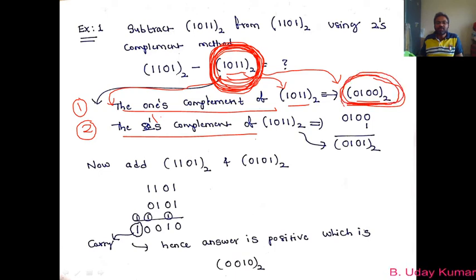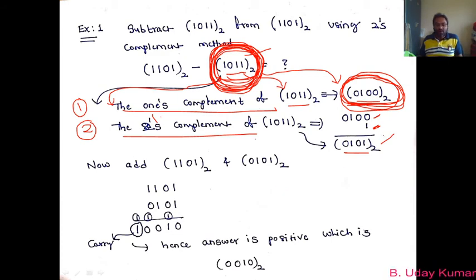This is the answer that you got, which is the ones complement of 1011, right? So this is 0100, that is what I got. And to find the twos complement you have to just add 1. If you add, how much are you getting here? You are getting 0101 to the base 2. So this is the answer that you are getting.